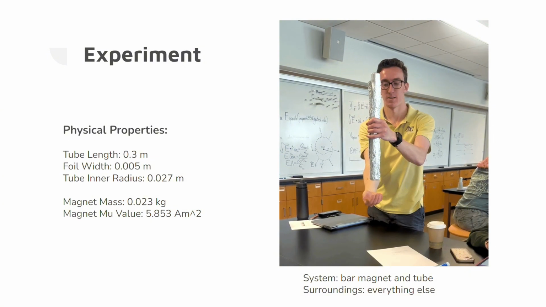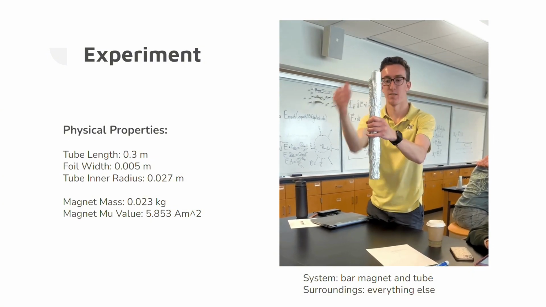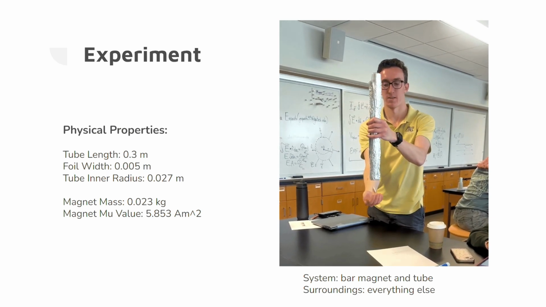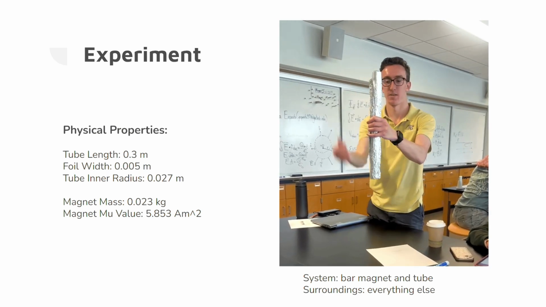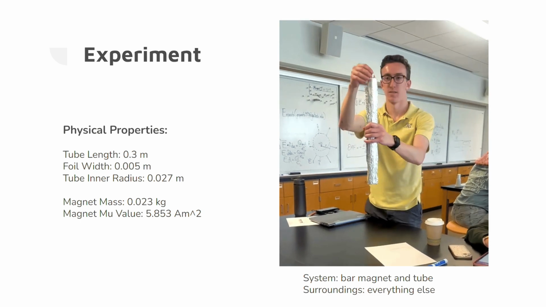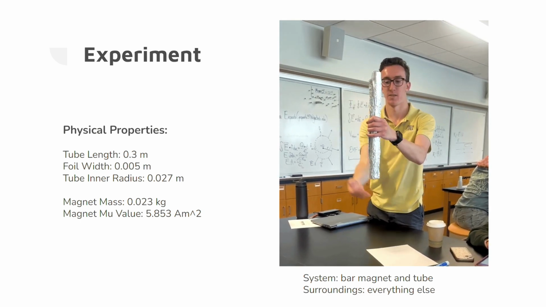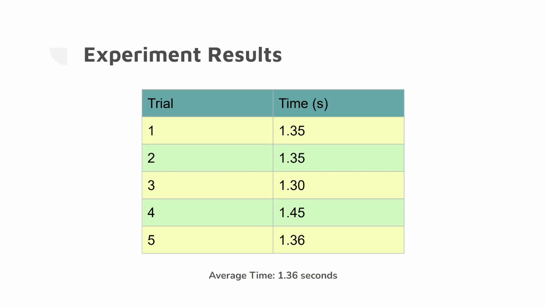On the right here, you can see our experiment. We just have this tube wrapped in aluminum foil. We drop the magnet through, and we measure how long it takes to go all the way through. The system was the bar magnet in the tube, and the surroundings was everything else. On the left here, you can see the physical properties of the magnet and the tube. So here are our trials and our results, and the average time was 1.36 seconds.